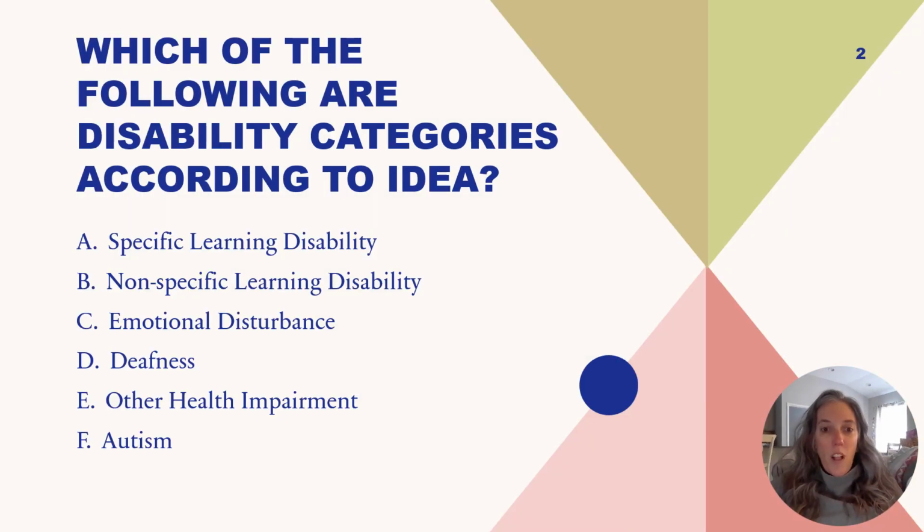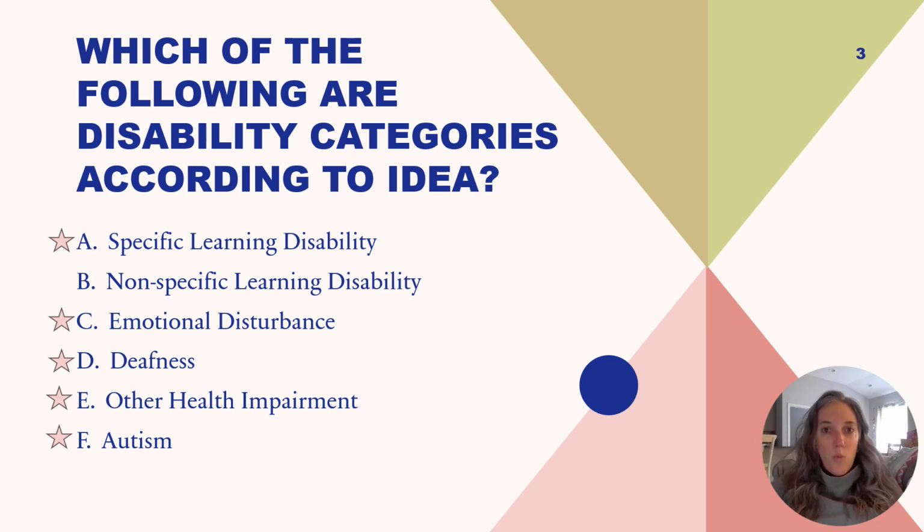Question 1, which of the following are disability categories according to IDEA? And we have choices A, B, C, D, E, and F. All of the options with the star are the correct answers.